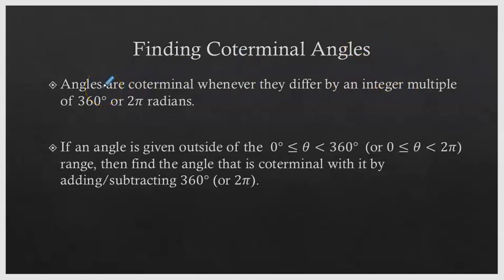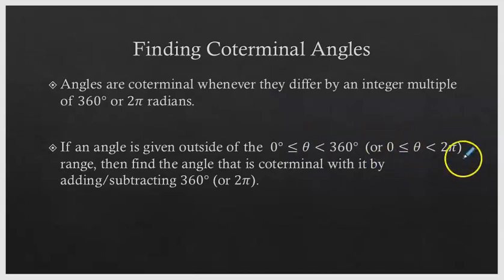Now, the most important one for us is generally the one between 0 and 360 for degree mode, or 0 and 2 pi for radian mode. So usually, we're interested in finding the one that is specifically between these two values. So if they give you an angle that's too big, then just keep subtracting 360 until you get a number between 0 and 360 degrees. If you get a number that's too small, if it's a negative number, then keep adding 360 until you get a number between 0 and 360, and then stop.